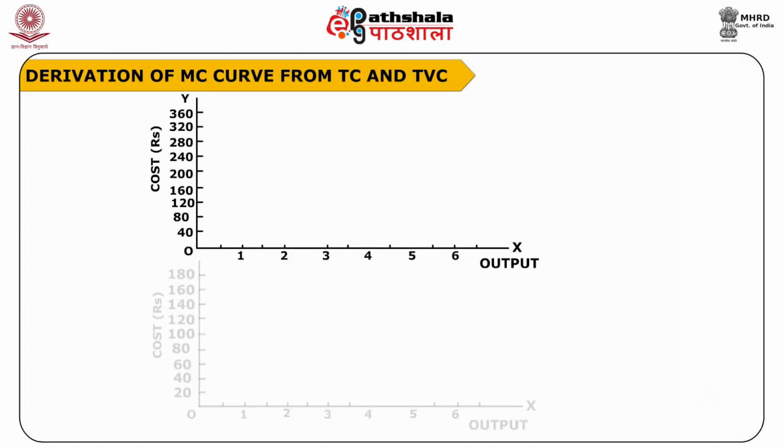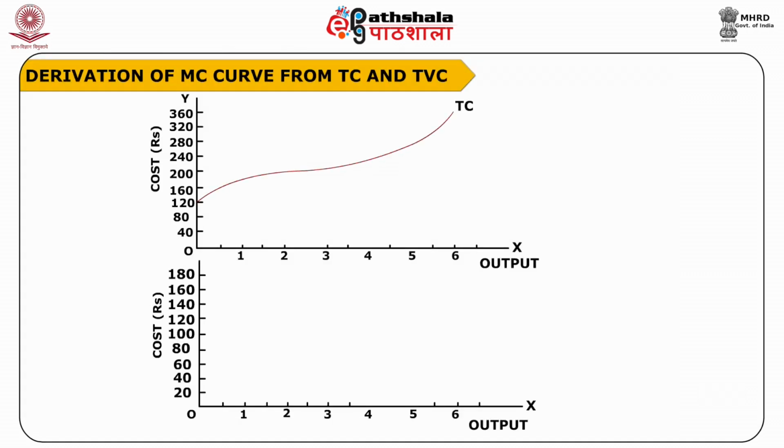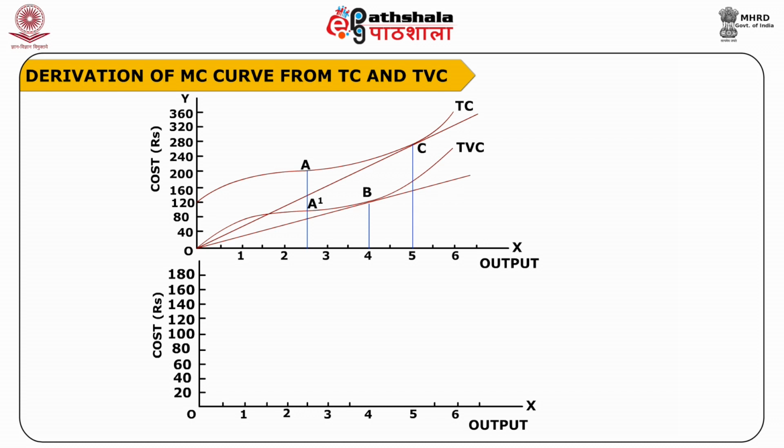Now we will study how to derive the MC curve from the TC and TVC curves. From the figure, we find that the slopes of the TVC curve and the TC curve are the same at every level of output. Points A and A1 are the points of inflection on TC and TVC respectively. Now, as MC is the change in TC or TVC, we mark the points A, B, and C in the lower panel. Now by joining these points, we get the MC curve.